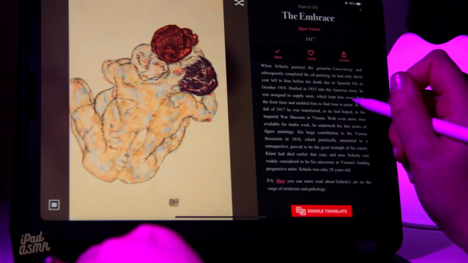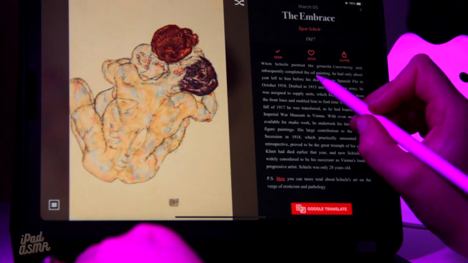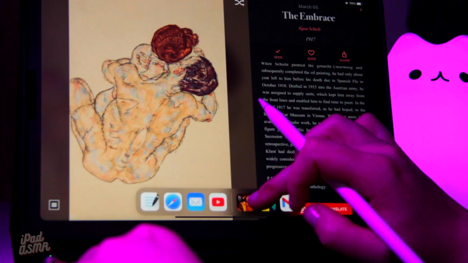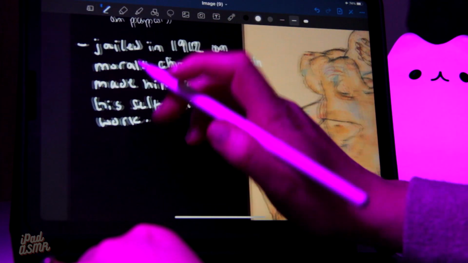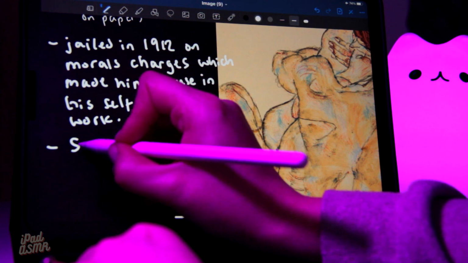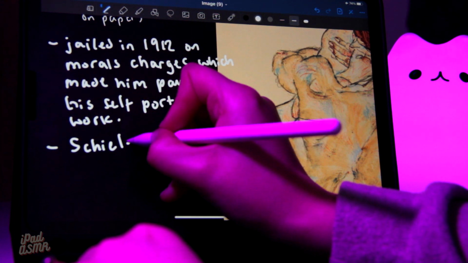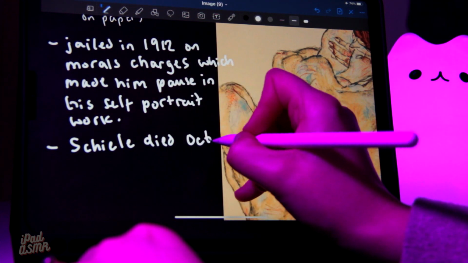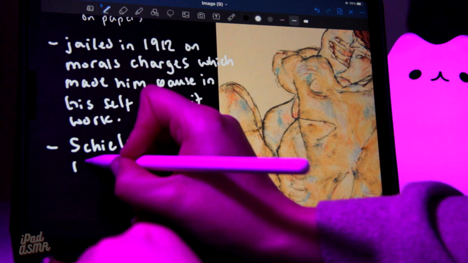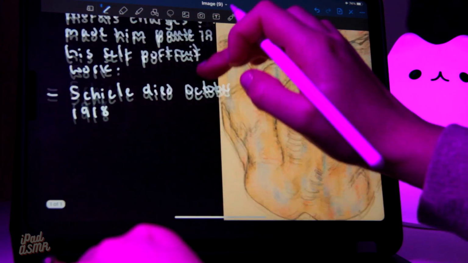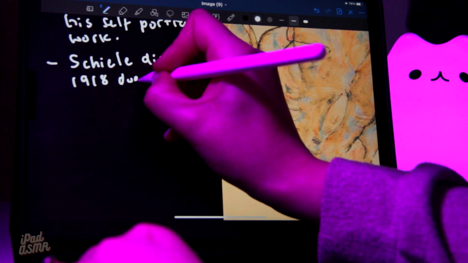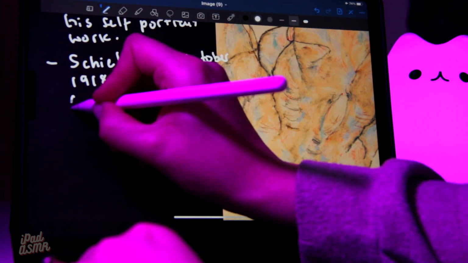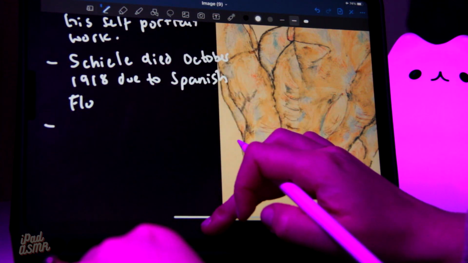So he died due to the Spanish flu in October 1918. So Schiele died October 1918 due to Spanish flu. So shame.